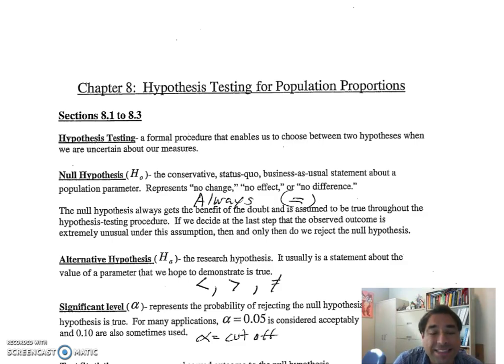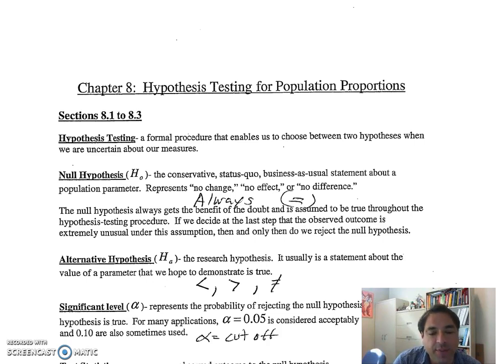Hello, this video is for STA2023 Statistical Methods, Chapter 8. This is going to be a really important video and a really important chapter to get an understanding of this thing we're about to talk about called hypothesis testing. Hypothesis testing is a formal procedure that enables us to choose between two hypotheses when we're uncertain about our measures.